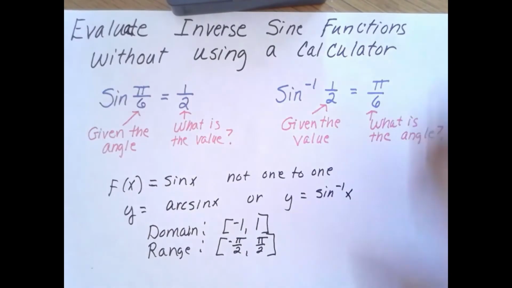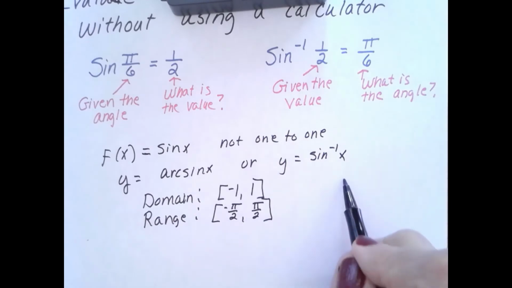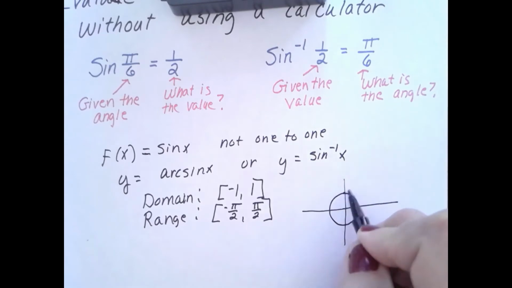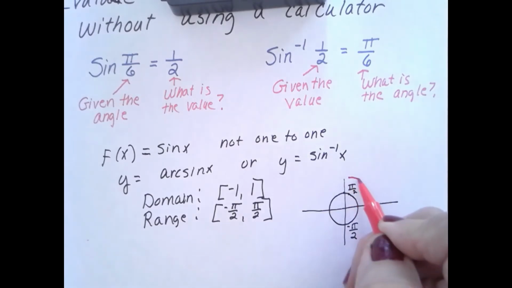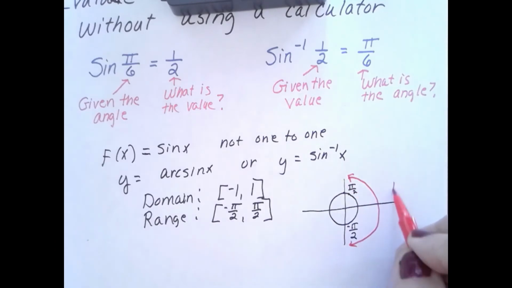So when we look at our range, let me scoot this up just a little. When we look at our range, we can see if we had a unit circle, this would be pi over 2, and this is -pi over 2. Our range is restricted to the right side of the circle. So our range is going to go from here to here. So it's going to be on the right side of the unit circle. Use this information to evaluate inverse sine functions. Now let's look at some exercises.